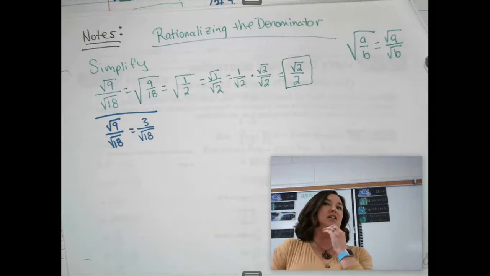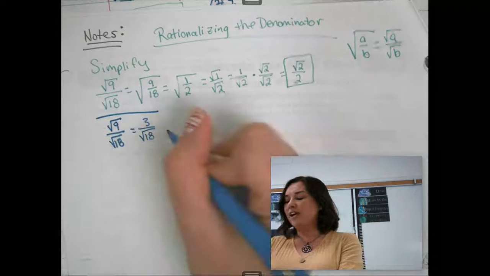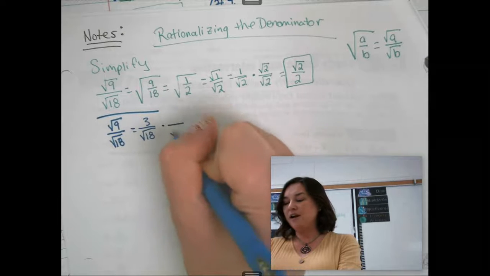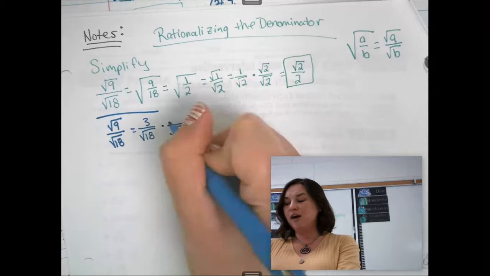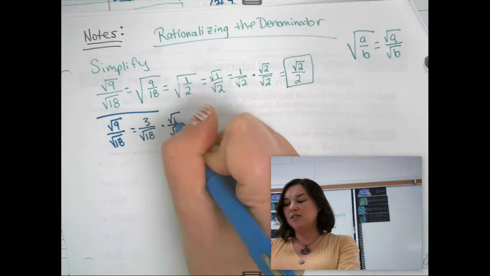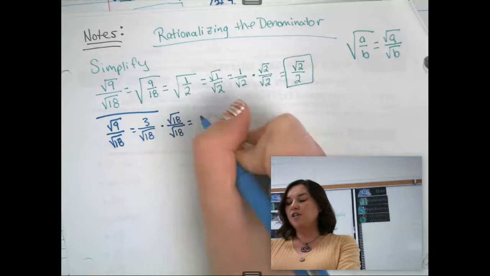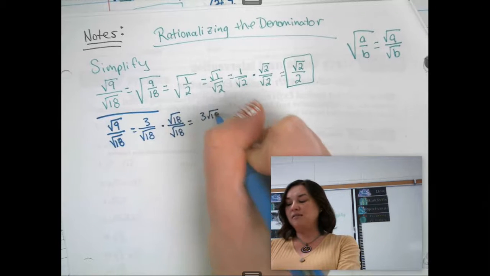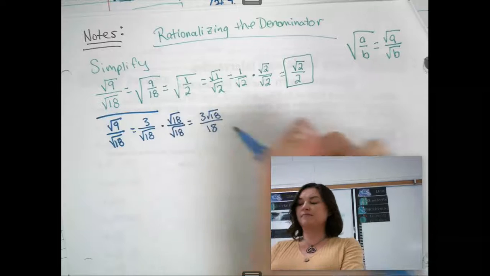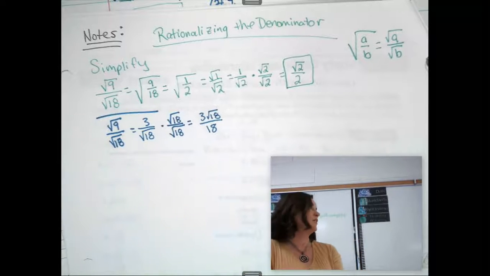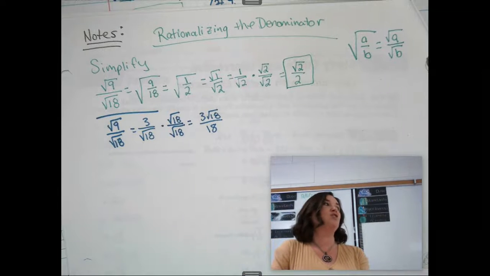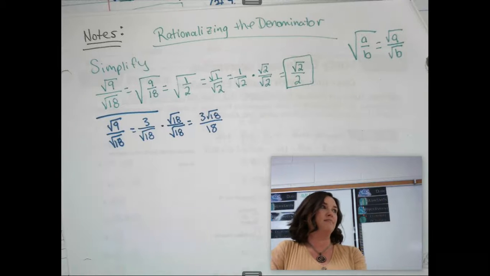Let's rationalize the denominator first. If I rationalize the denominator first, I'd multiply the bottom by the square root of 18, and whatever I do to the bottom, I must do to the top. So on the top, that would give me 3 square roots of 18 over 18. Because the square root of 18 times the square root of 18 is just 18.